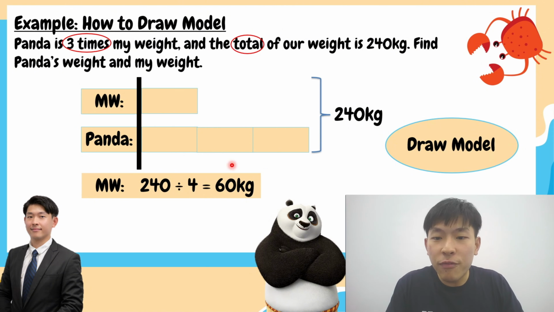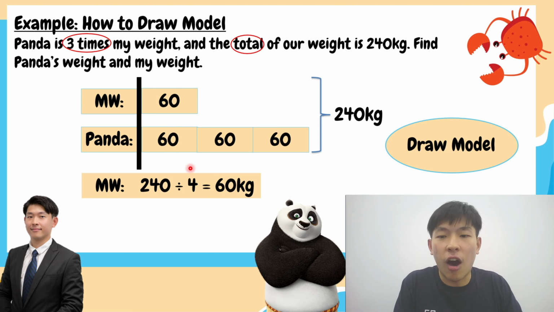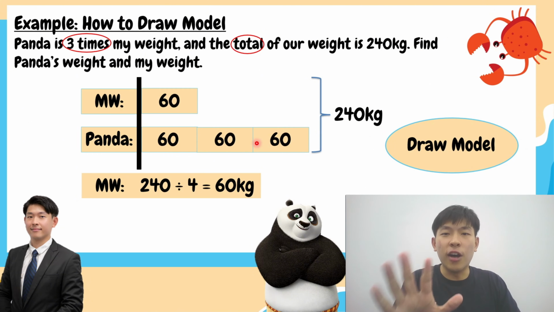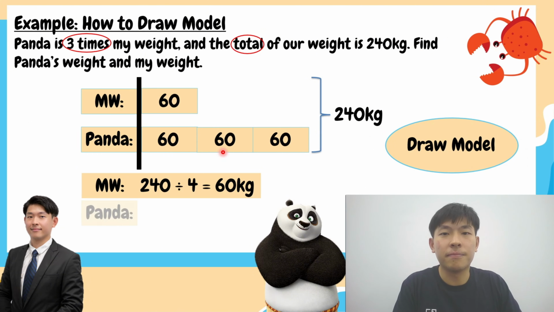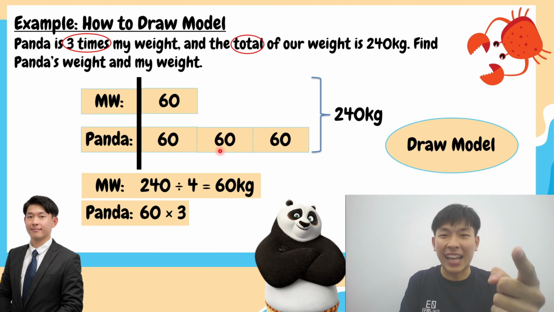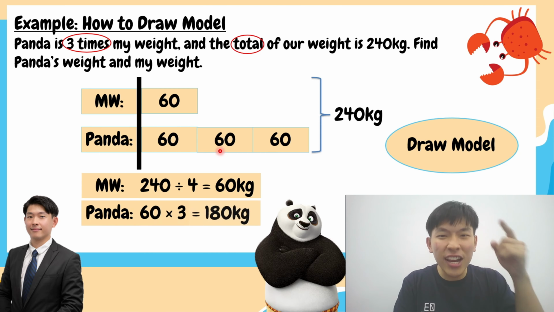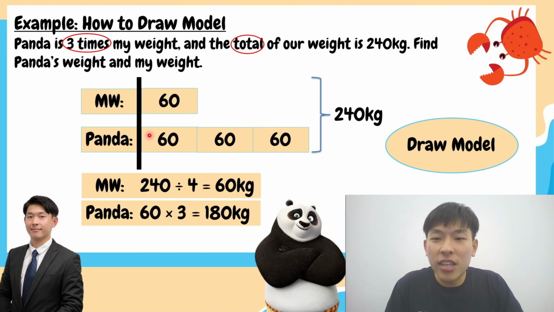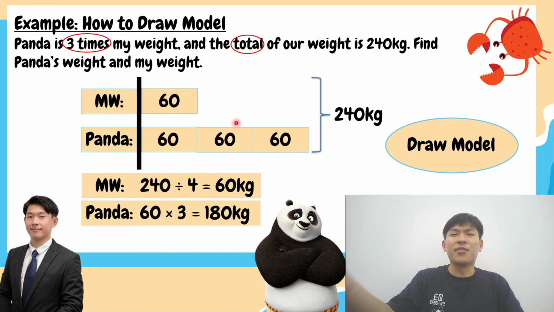Now, since we found that my weight is 60, we can put 60 here. Then because all of these parts are the same, we can put 60 all here. Perfect. So, how can we find panda's weight? Yes, we take 60 multiplied by 3. What's the answer? Yes, 180 kg. So here we use the multiple method to find panda's weight, 60 multiplied by 3.